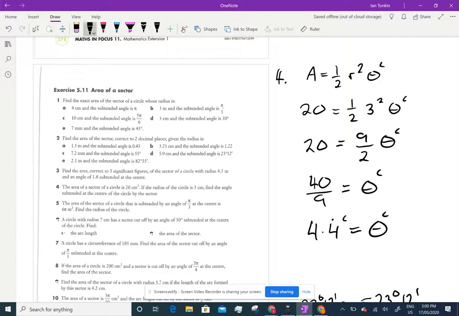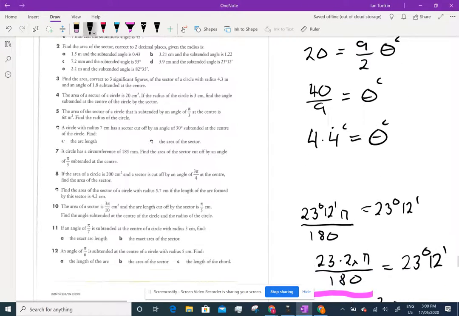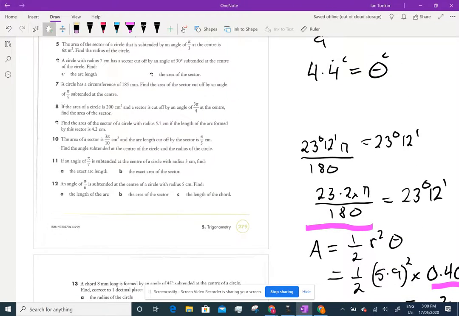So that's pretty easy. If they give you the circumference of a circle, right? So look at 7. I'll do 7 here.